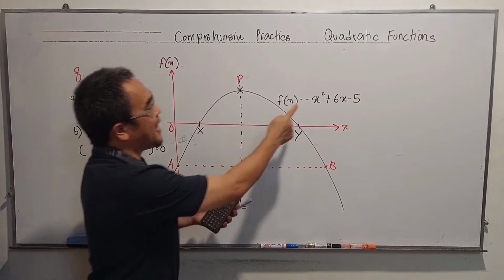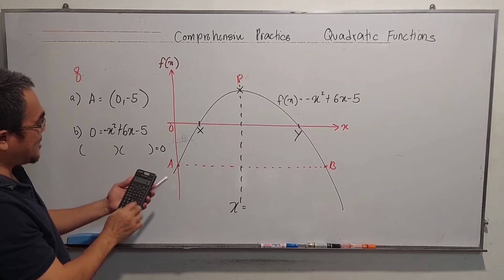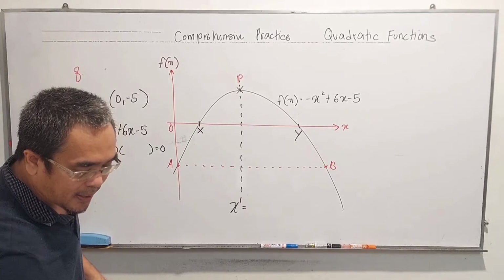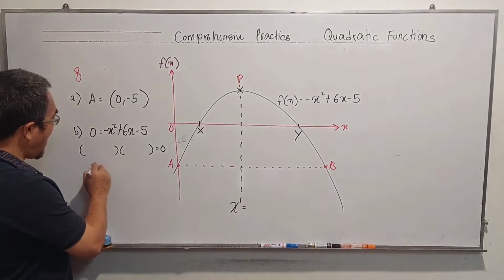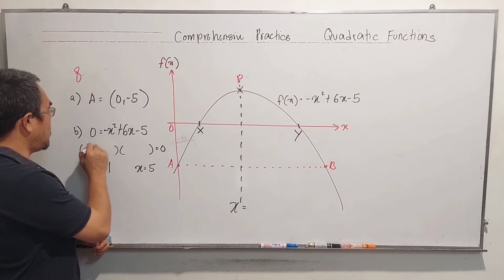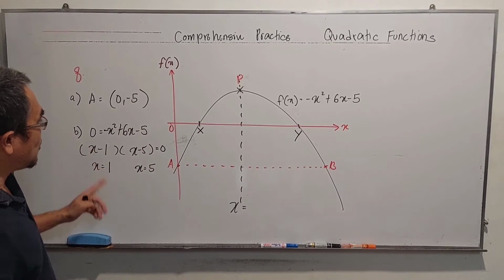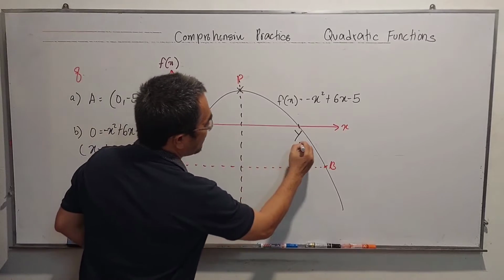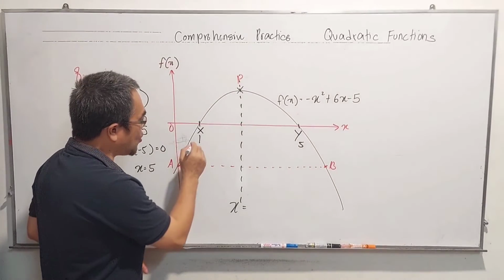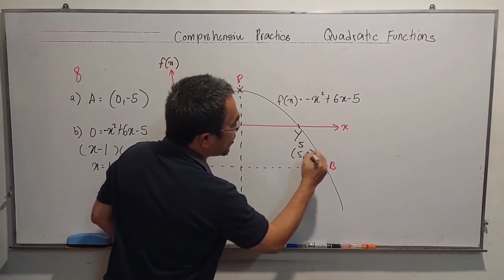In this case, A is -1, B is 6, and C is -5. So the roots are 1 and 5. X will be 1, X will be 5. So it will be (x minus 1) and (x minus 5). If you are interested to know the coordinates, they will be (1, 0) and (5, 0).